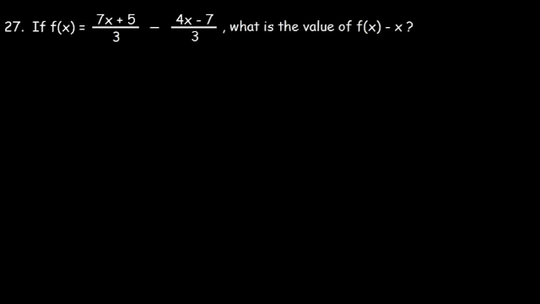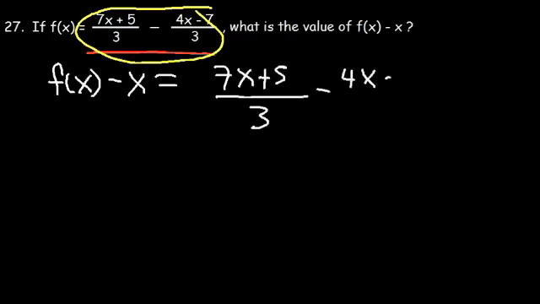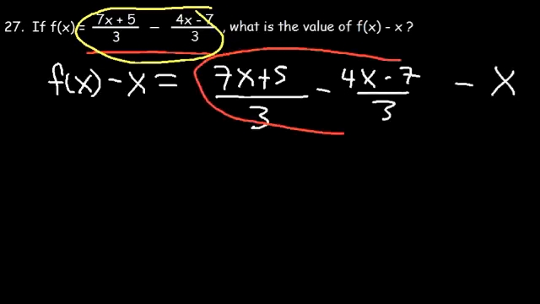27. If f of x is equal to this expression, what is the value of f of x minus x? So f of x minus x is equal to the expression that f of x is equal to, that's 7x plus 5 over 3 minus 4x minus 7 over 3 minus x. So keep in mind, this portion is equal to f of x. So that's all we did. We replaced f of x with what it equals to, these two fractions that are subtracted to each other.